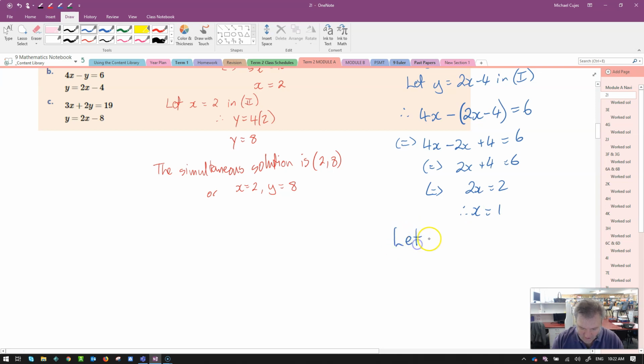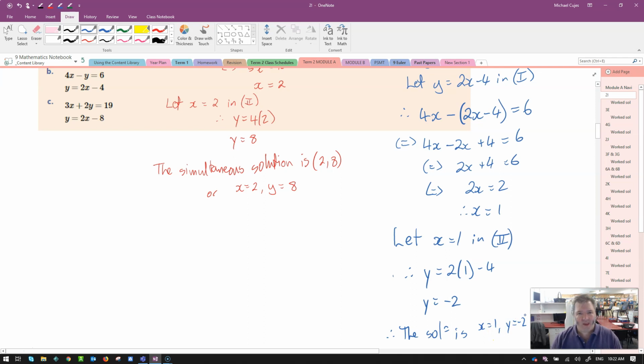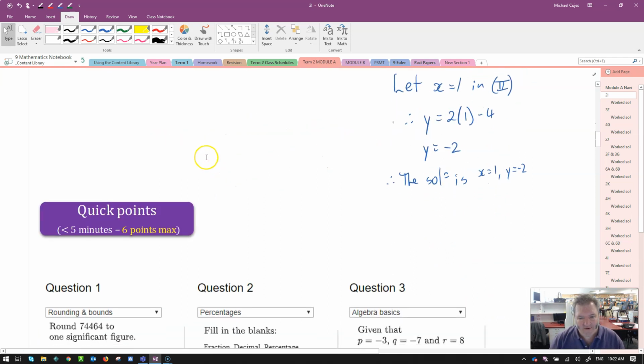I haven't finished. I'm straight away going to say let x equal 1 in equation number 2 again because it's already set up to be y equals. So I've got y equals 2 times 1 minus 4. You can see we had that expression there, so it's still there. y is going to equal 2 minus 4, negative 2. The solution is x equals 1, y equals negative 2. And we're done.